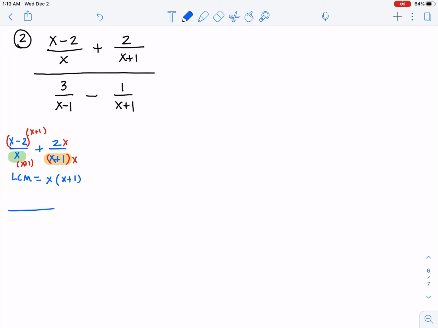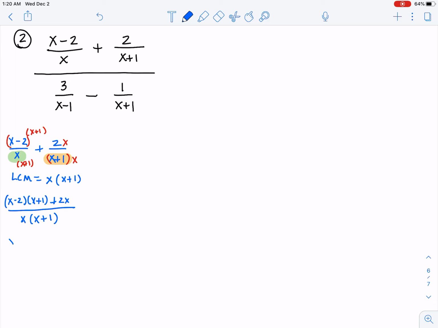I'm going to go ahead and put it all over that least common denominator. Okay, what do I have? I've got (x minus 2) times (x plus 1) plus 2x. All right, well, let's see here.